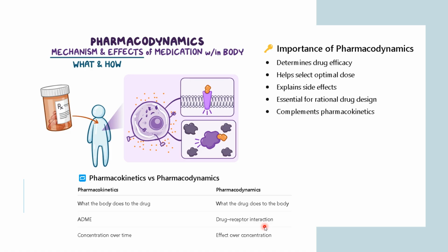Now I'm just going to give you a basic overview of that. Pharmacodynamics is the effect over the concentration. So basically you will see the effect depending on how many doses you have taken. So this is how you can make a difference between pharmacokinetics and pharmacodynamics.